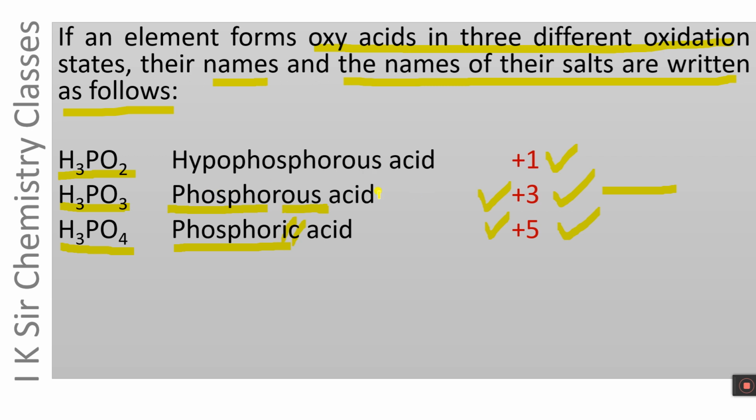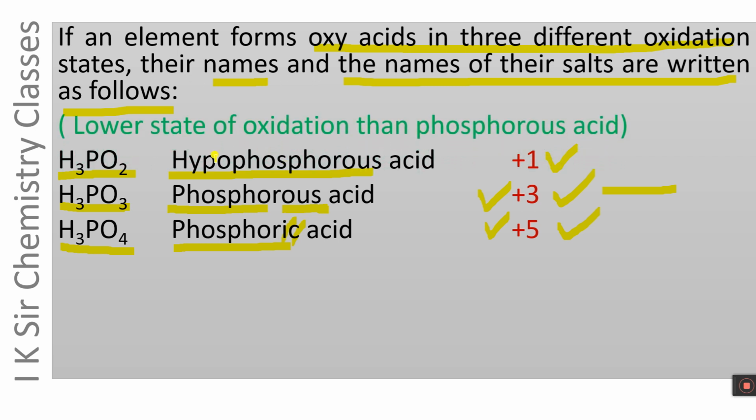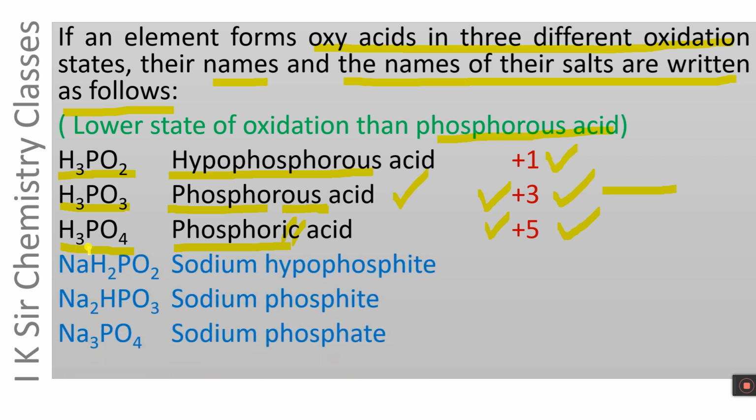Again, what about the oxyacid of phosphorus in +1 oxidation state? Its name is hypophosphorous acid, which means lower oxidation state than phosphorous acid. The oxyacid of phosphorus in which the oxidation number of phosphorus is lower than that in phosphorous acid. Hypo means less, low. The names of salts of these oxyacids are written as follows.